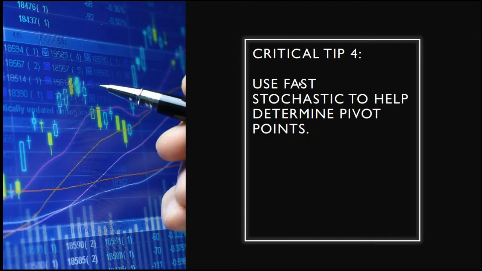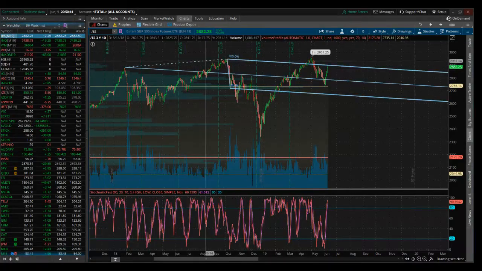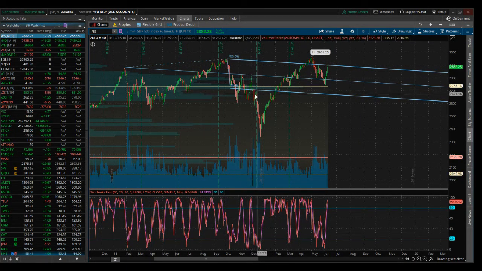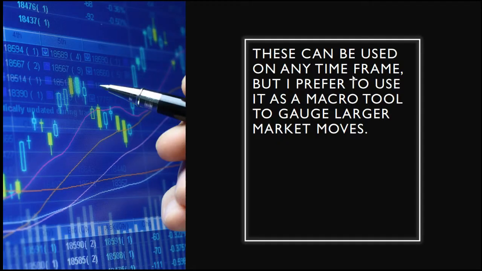Critical tip number 4, use fast stochastic to help determine pivot points. You can see at these pivot points here, we had a fast stochastic high, and those were nice indicators to show that there was going to be a change in trend. These can be used on any time frame, but I prefer to use it as a macro tool to gauge larger market moves.